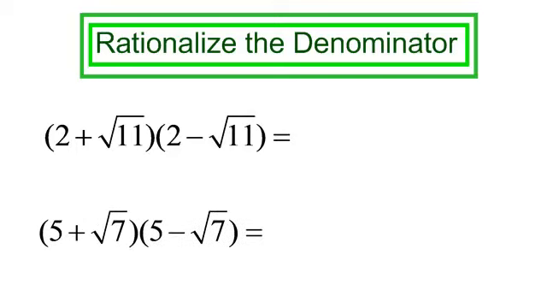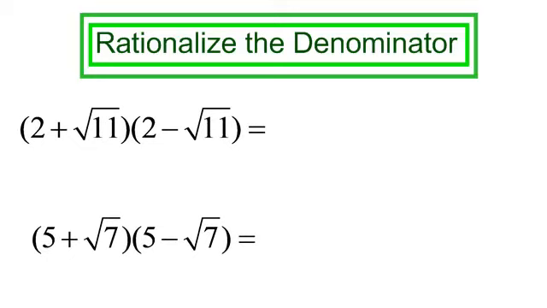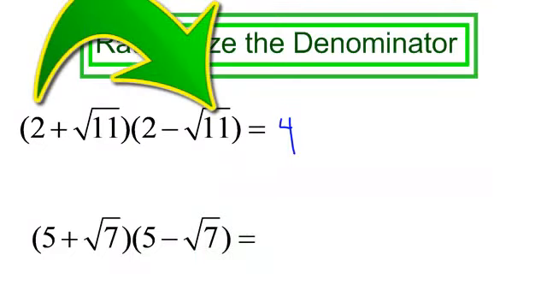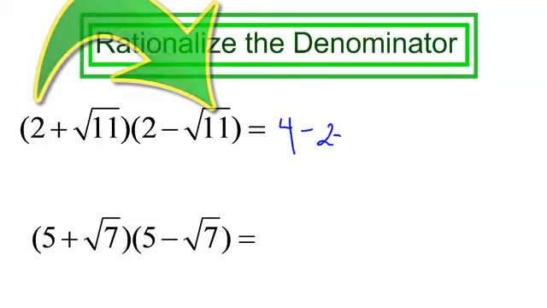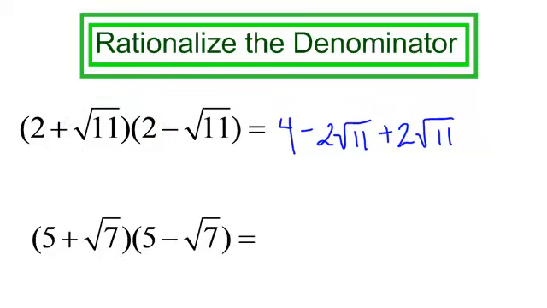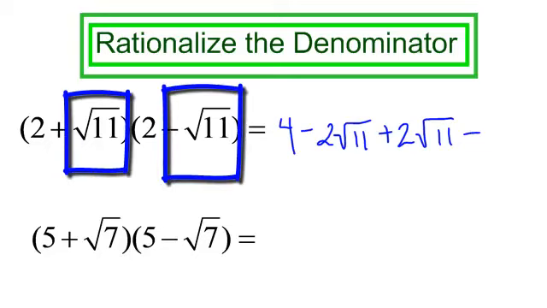Let's multiply these two binomials very quickly. You should know how to do this now. I am multiplying a binomial times a binomial, so I will use FOIL. First term, 2 times 2 is 4. Outer terms, 2 times a negative radical 11 is a negative 2 radical 11. Inner terms, a positive 2 times a radical 11 is a positive 2 radical 11. And the last terms, a positive radical 11 times a negative radical 11 is a negative. Radical 11 times radical 11 is radical 121, which is just 11.